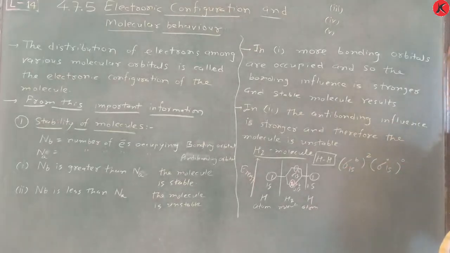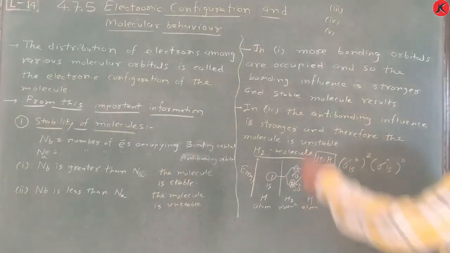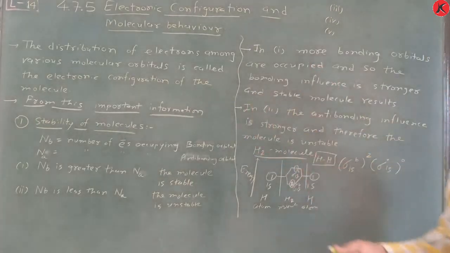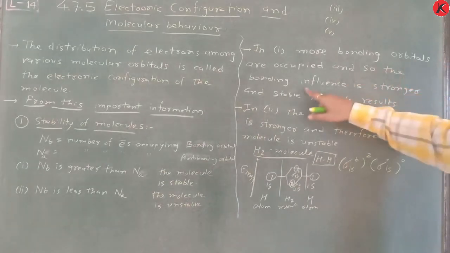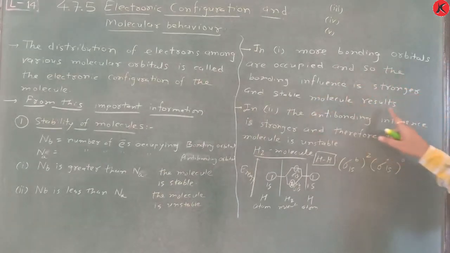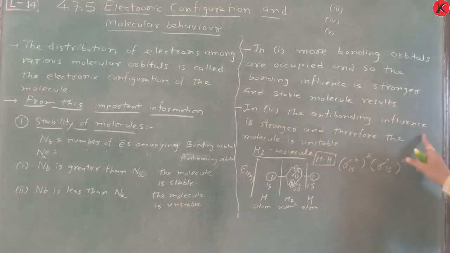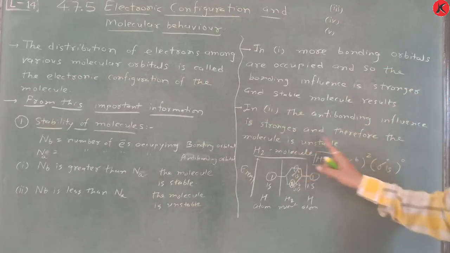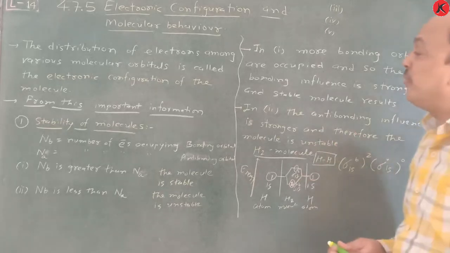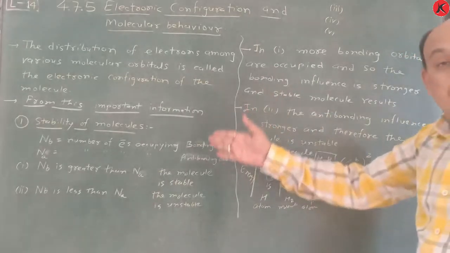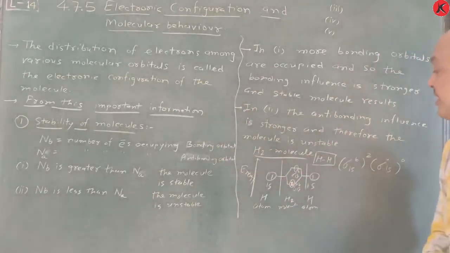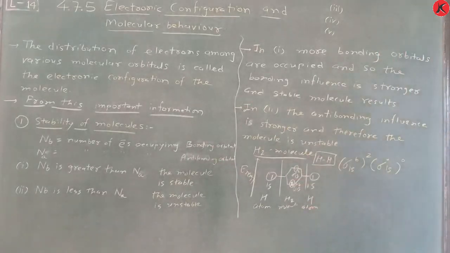Which sentence is correct from the following? Which sentence is wrong, or false, from the following? That type of question is asked. At that time they write one particular sentence, and according to that you have to remember. In case 1, more bonding orbitals are occupied, so the bonding influence is stronger and a stable molecule results. In case 2, the anti-bonding influence is stronger, and therefore the molecule is unstable. So this is the information regarding electronic configuration and molecular behavior, the stability of molecules. Take a screenshot of this. This is one example. Write it completely.